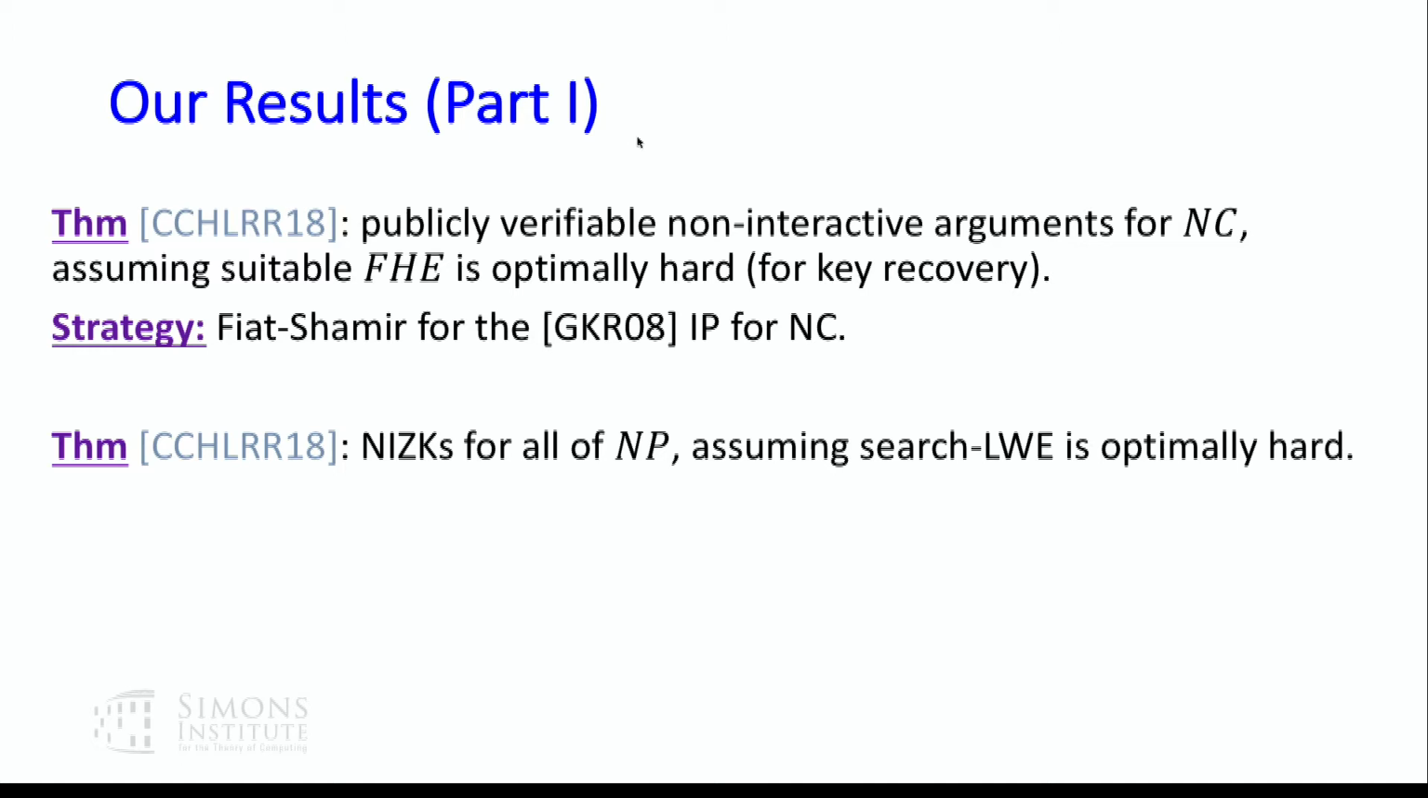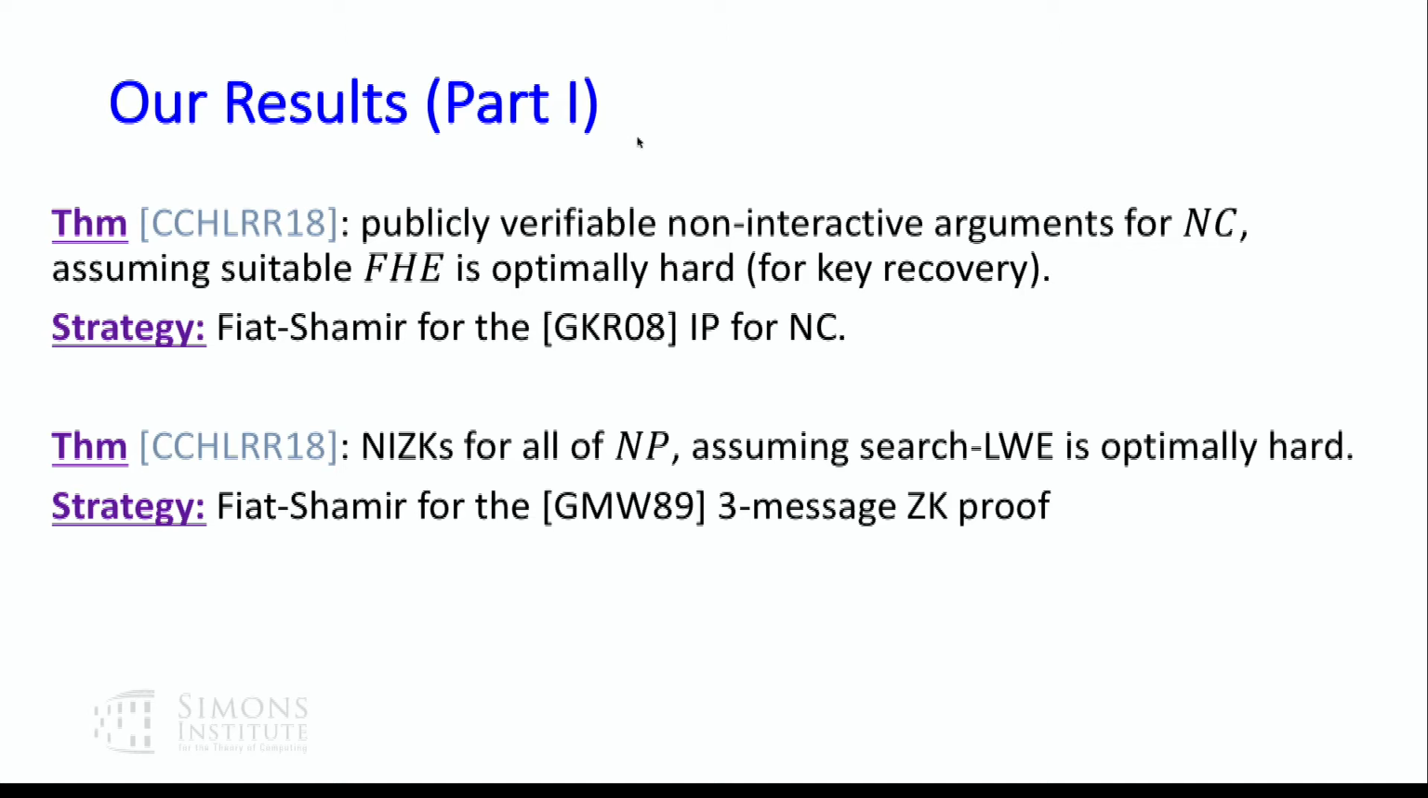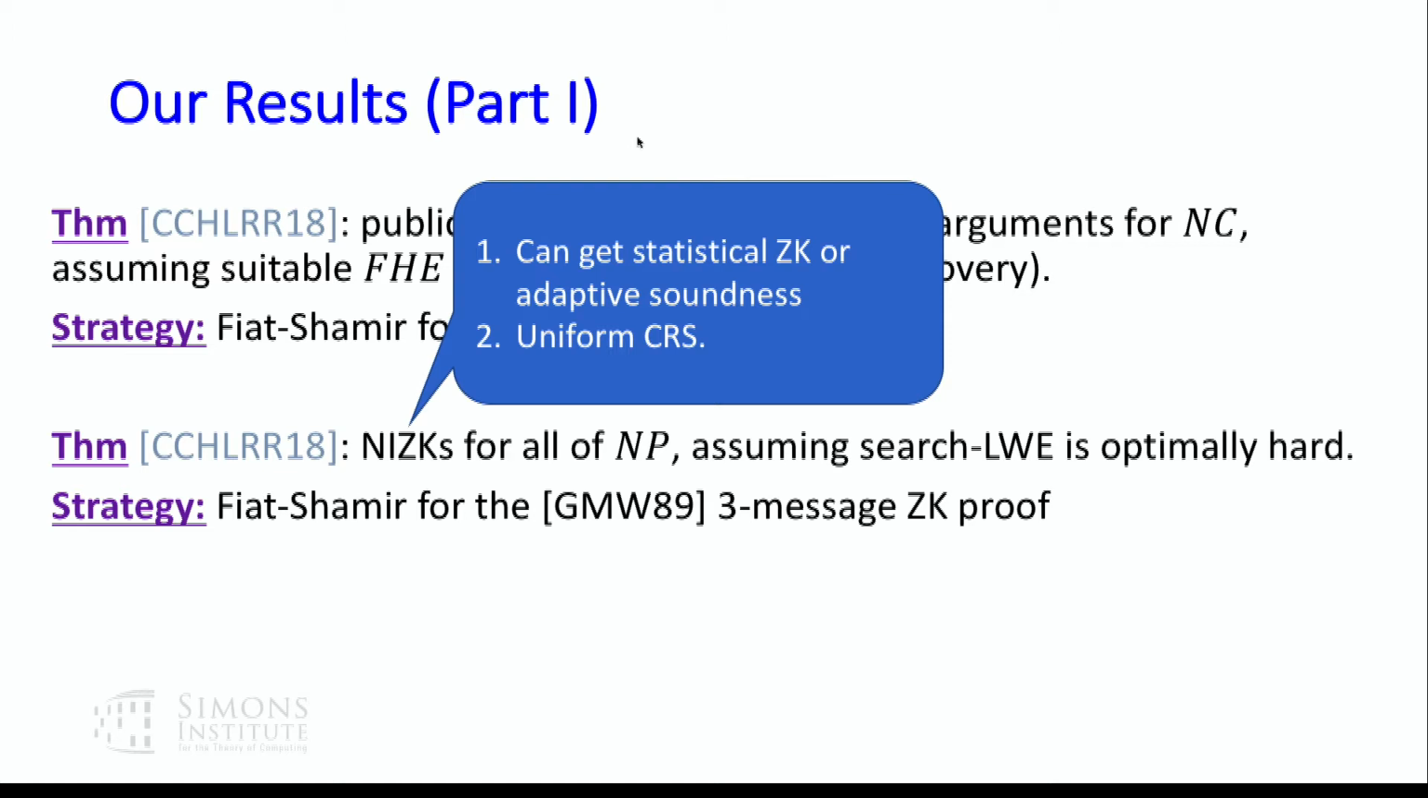We also show you can get NISX for all NP languages, assuming now roughly the same thing, but forget the circular security. So it's just that search LWE is super, super hard. So we do it by instantiating Fiat-Shamir for a particular instantiation of the classical three-coloring protocol. And by a particular instantiation, I mean that I pick the commitment scheme to be something specific. And again, nice properties: we can get either statistical zero knowledge or adaptive soundness and have a uniform CRS again.